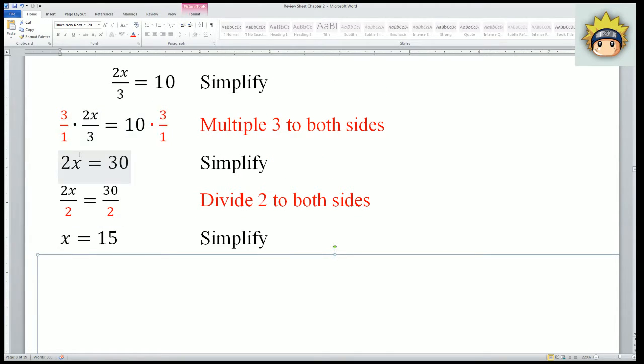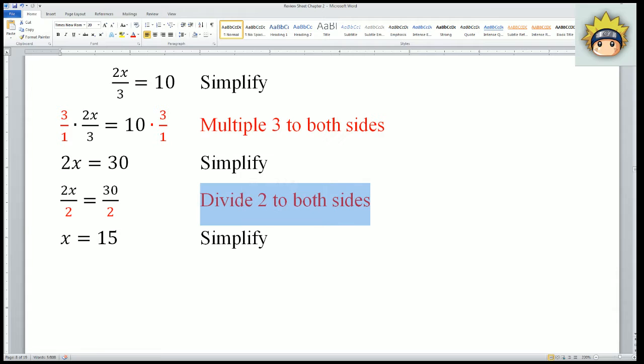Some of you want to combine the steps, which is perfectly fine. You can multiply by 3 over 2 to make this and this as one step.